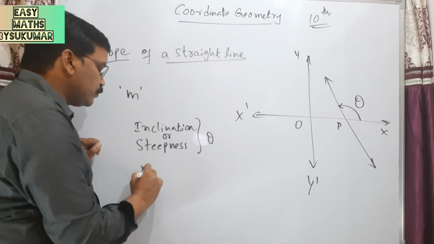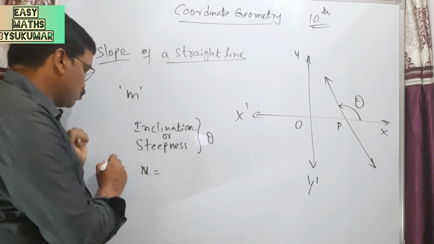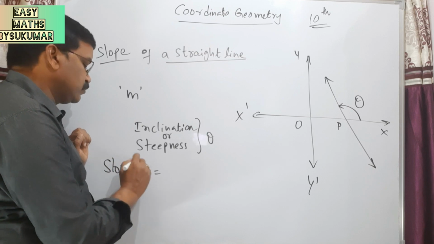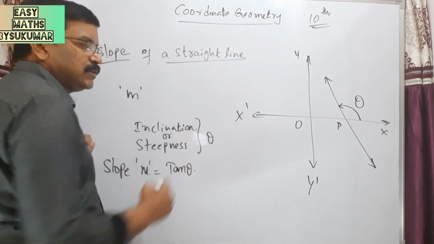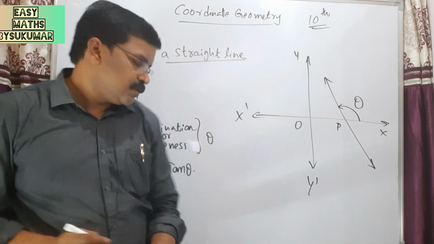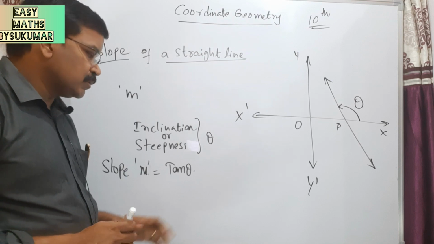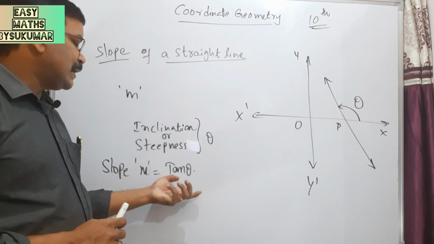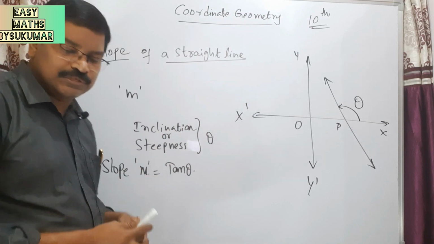So how do you define the slope? Slope m is equal to tangent of theta, tan theta. So the slope m is equal to tan theta. Understood? Slope means tangent of theta, that is, the inclination or steepness.